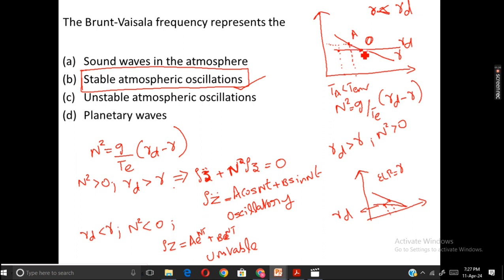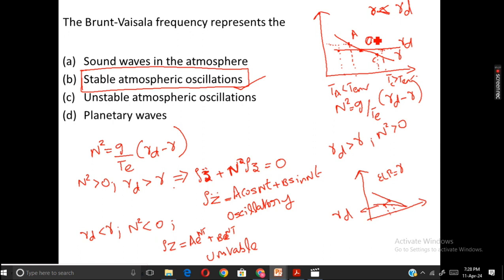Now suppose we are displacing this parcel from O to a lower height, let it be C. In that case, this is the temperature of the environment, and this is the temperature of the parcel. In this case, the parcel temperature is greater than the environment temperature. So what happens? The parcel will have a tendency to rise. So again it wants to go back to its initial position. So in this condition, when the parcel has a tendency to go back to its initial position, it will oscillate about its initial position.